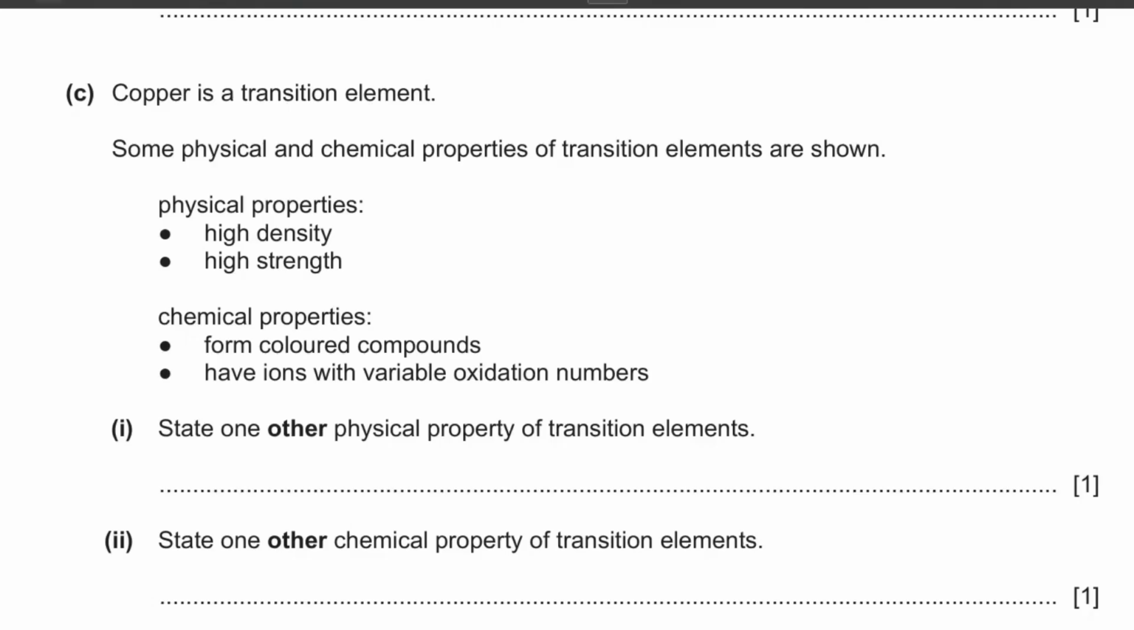So please take note that the order is "other". That means you are supposed to mention another property that is not mentioned here. So you are not supposed to mention high density and high strength. So the answer is going to be high melting point.